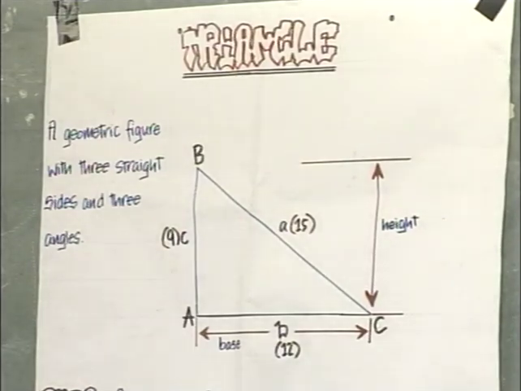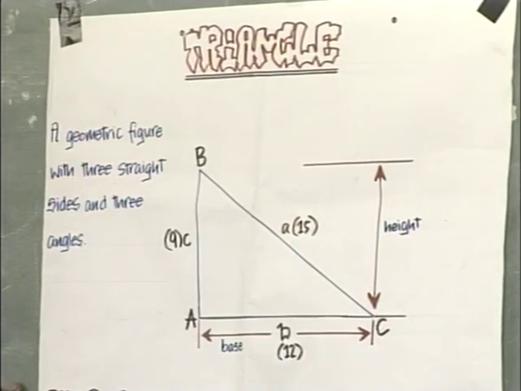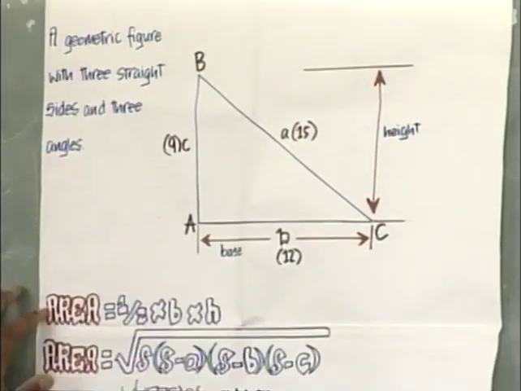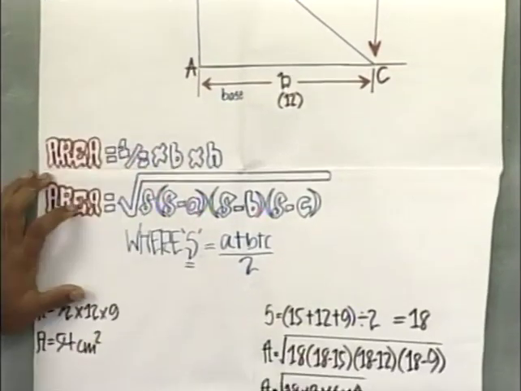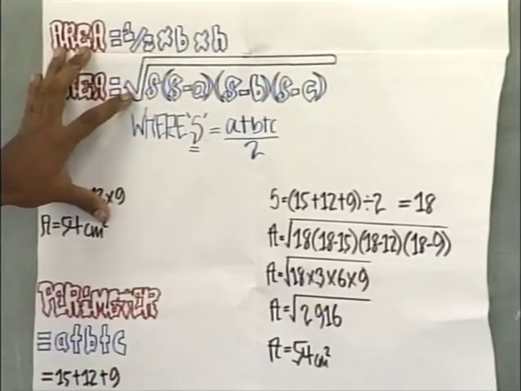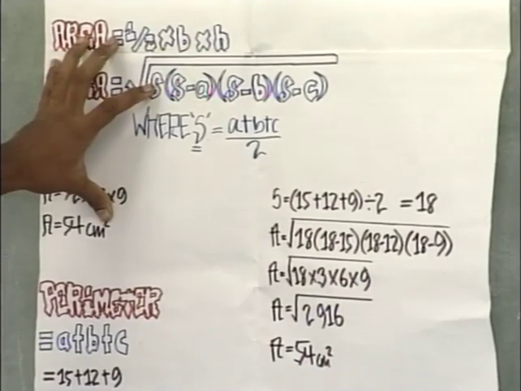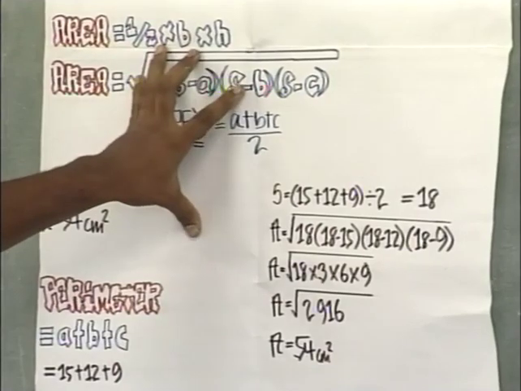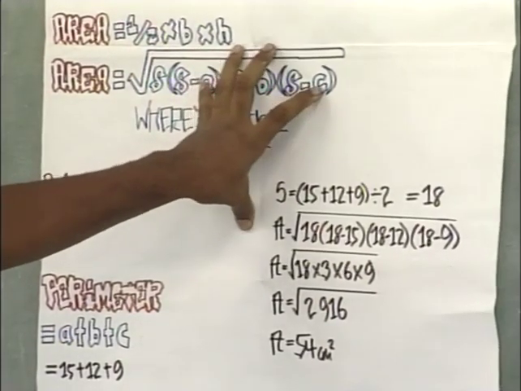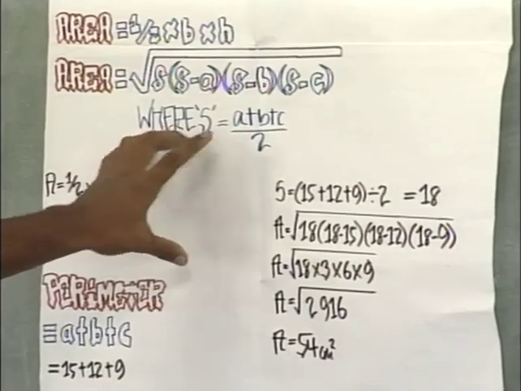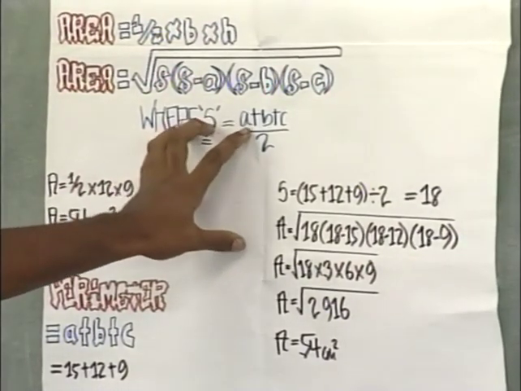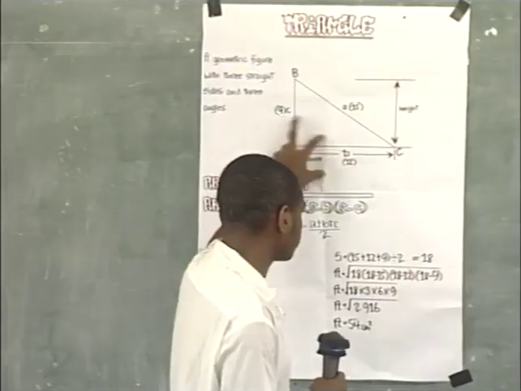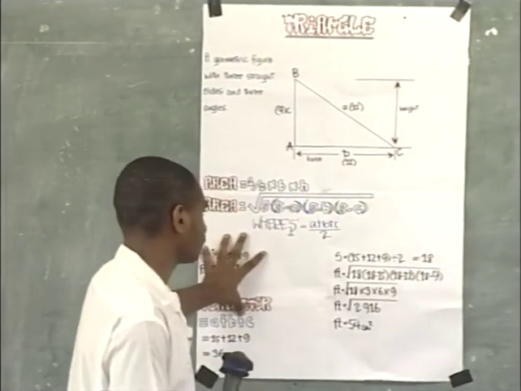Group 6, our shape is a triangle. A triangle is a geometric figure with 3 straight sides and 3 angles. The formula for the area, there are 2 formulas. The first one is half times base times height, and the second one is the square root of S times (S minus A) times (S minus B) times (S minus C), where S stands for the side, which is the sum of the three sides divided by 2.